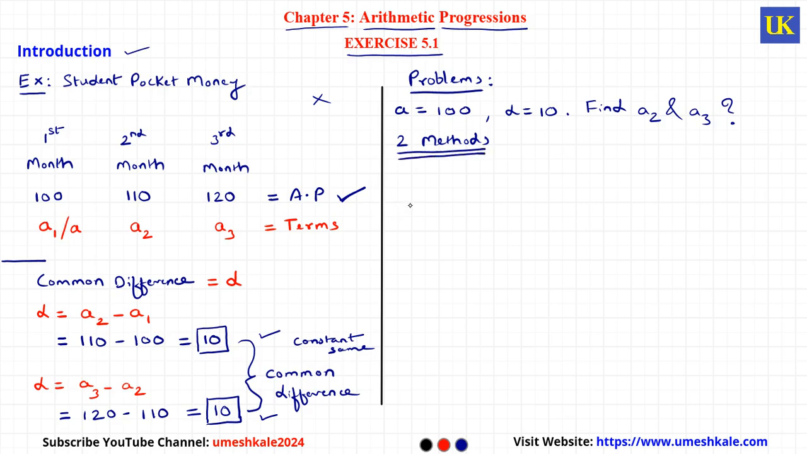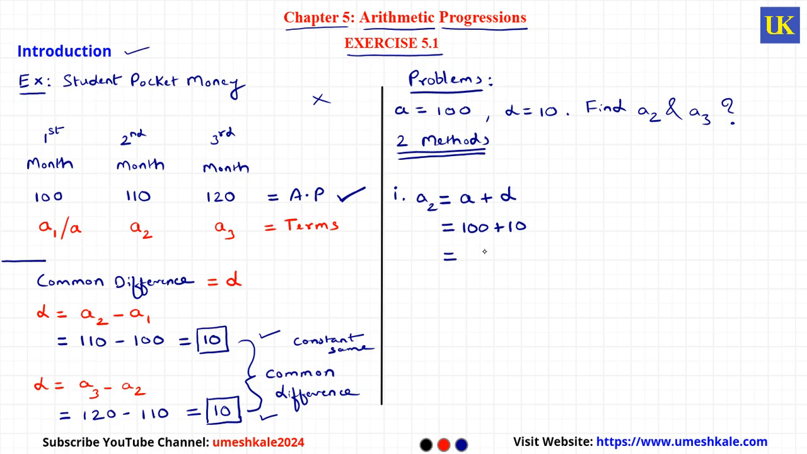Now the first method: I can find A2 like this. I can say A2 is equal to A plus D. This is one formula method which you can use to find the value of A2. Now I will take A, the value of the first month, which is 100. You can see here the value of A is 100 and the value of D is 10.